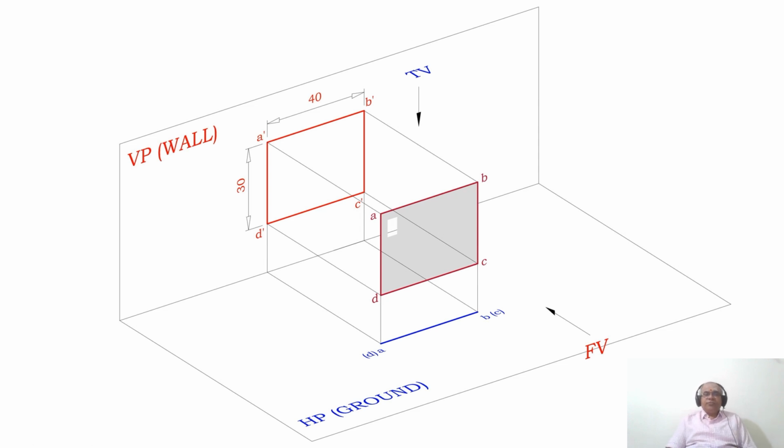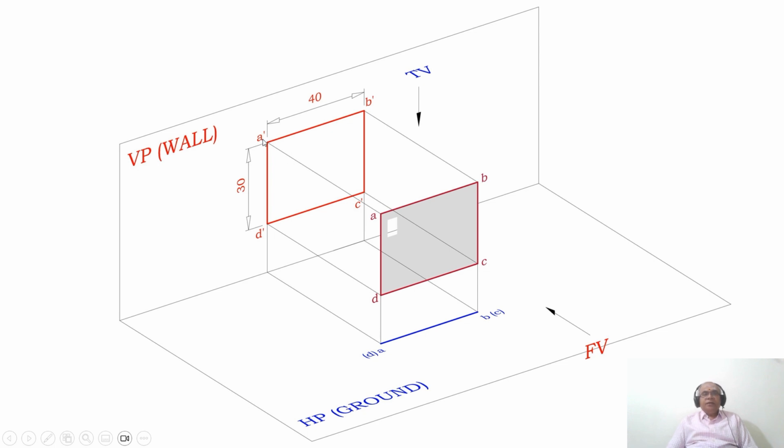How to take the initial position? Since he says a mirror of 30 by 40, obviously it should be a rectangle. So where to place the rectangle, whether in the front view or in the top view? Since he says the mirror is inclined to a wall, wall means it is a vertical plane, whereas ground means horizontal plane.